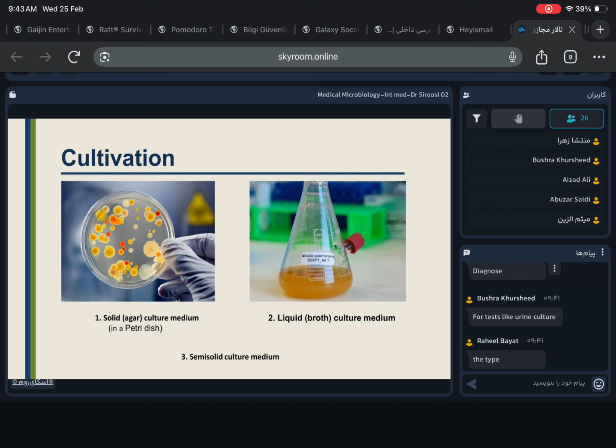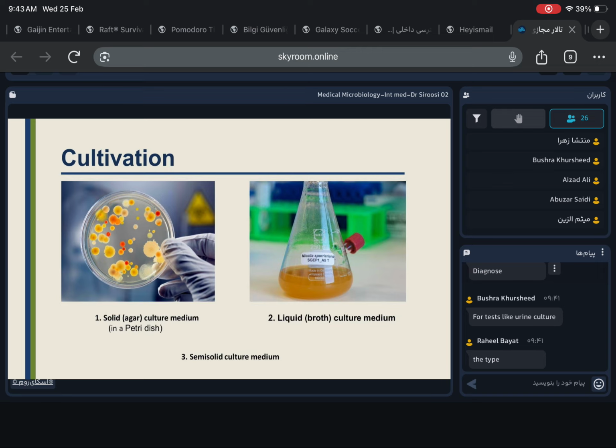And sometimes we just cultivate bacteria in the laboratory because we are interested in them. We want to study them. Okay, so there are different reasons that we need to cultivate or propagate bacteria in the laboratory. So, based on the physical properties of the culture media, there are three main types of culture media. We have solid or agar culture medium, we have liquid or broth culture medium, and also we have semi-solid culture medium.